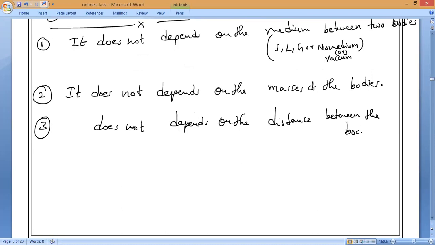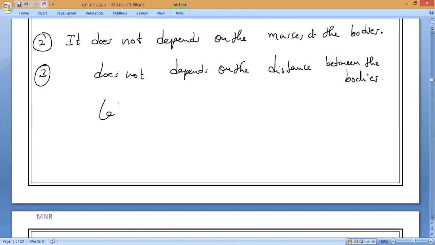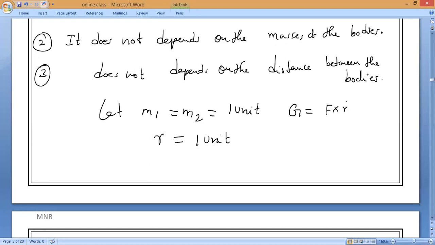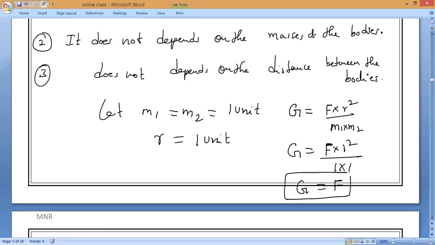So that is why, for the G value, you can consider M1 equals M2 equals 1 unit mass, and the distance between them is also 1 unit. Then what will happen? Formula: G equals F into R square divided by M1 into M2. If we substitute, F into 1 square divided by 1 into 1. So G is equal to F.